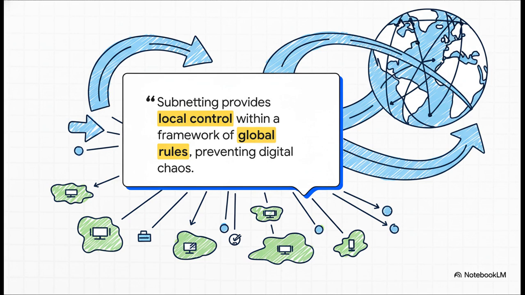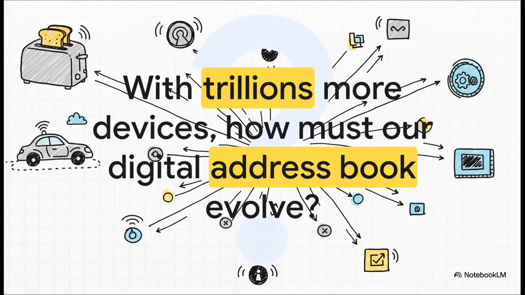You've got global rules that get data to the right general area, and then you have local control that gets it to the exact right device. This hidden architecture, it's the bedrock of our entire digital world. And that really leaves us with one last big thought. We've built this incredible system, but we're on the verge of connecting trillions of new devices, everything from smart toasters to self-driving cars. So the question is, how will this digital address book, this control plane we've just talked about, have to change and evolve to handle that future? It's something to think about.